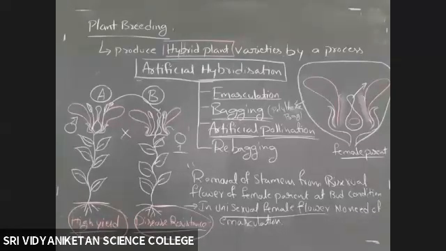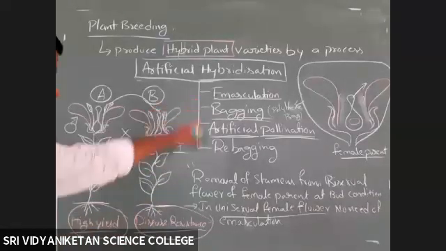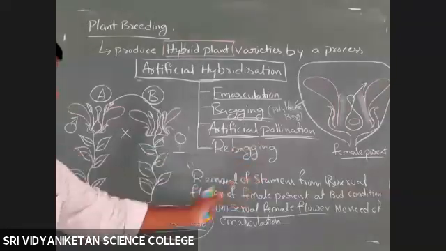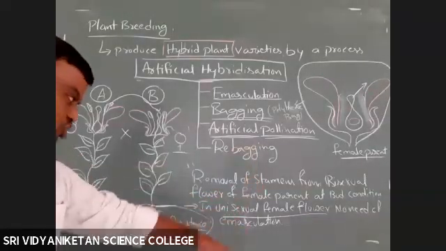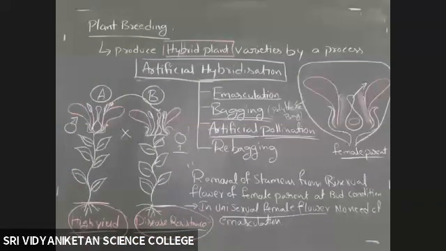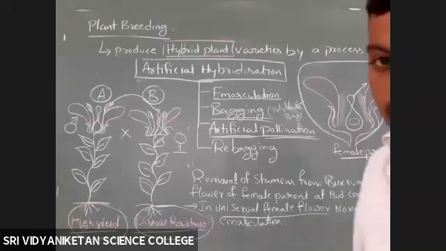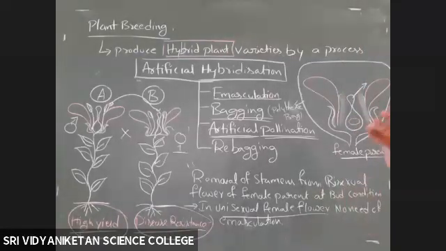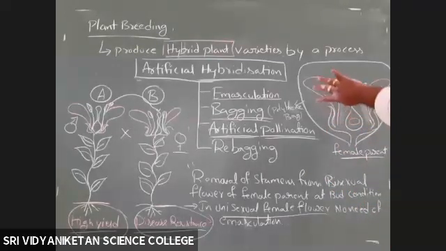Okay, do you understand this one? So what is emasculation? Removal of stamens from the bisexual flower of the female parent at bud condition, and there is no need of emasculation for unisexual female flowers. Next, after emasculation, there is no chance to receive pollen grains from the same flower, but there is a chance to receive pollen grains from other flowers, so this emasculated flower is covered with a polythene bag, made up of butter paper. That is the process called bagging.